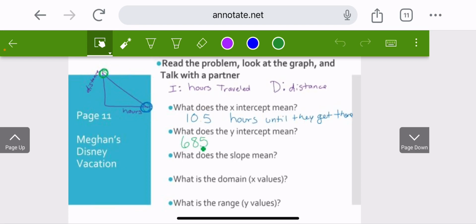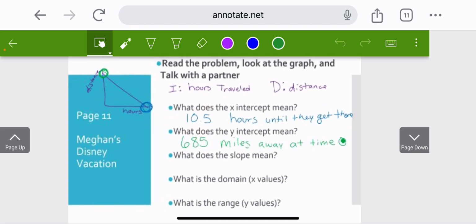We can bounce around. So 685 what? Miles away. Miles. Yeah. Miles away when? At the start. Or at time 0 is another way of saying it. So it's 685 distance at hour 0. 10.5 hours at distance 0. So there's little pieces that we can shortcut and make kind of weird sentences.